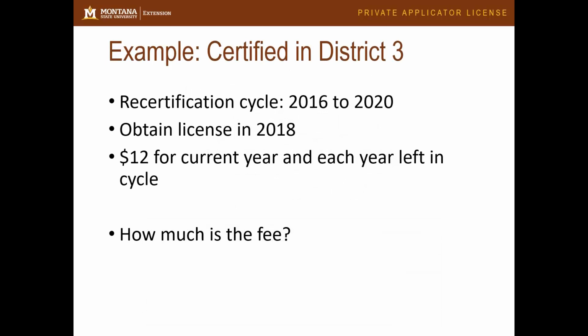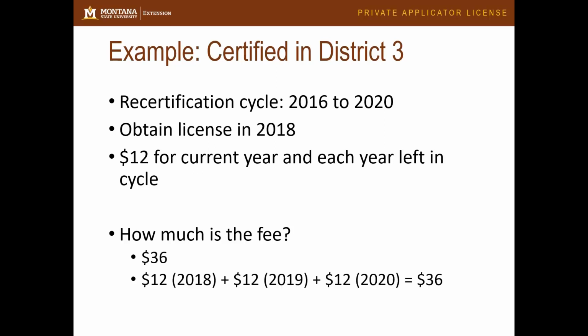For example, if you live in Cascade County, you are in PAT District 3. The certification cycle is 2016 to 2020. If you obtain your license in 2018, how much is the license fee? You will need to pay $12 for the current year and each remaining year in the cycle, so the fee is $36. $12 for each year, 2018, 19, and 2020, for a total of $36.